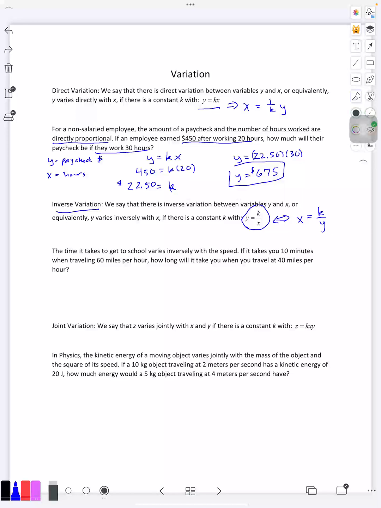So the example I picked here: the time it takes to get to school varies inversely with the speed. If it takes you 10 minutes when traveling 60 miles per hour, how long will it take you when you travel at 40 miles per hour?